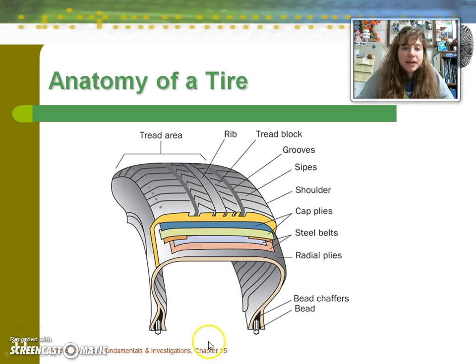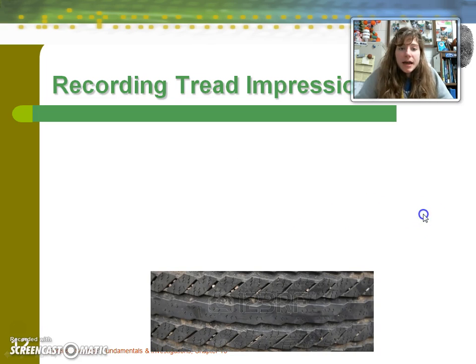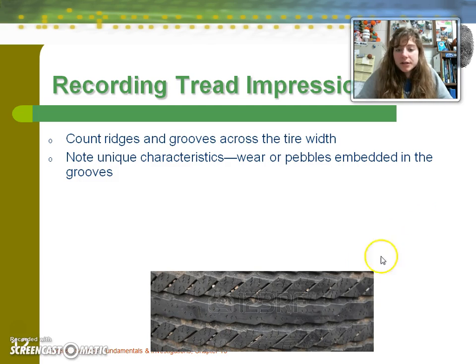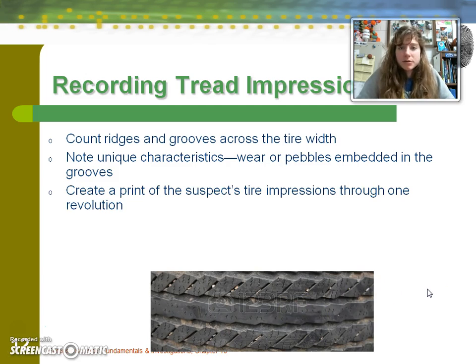But the tread area is the surface area on the widest part of the tire. The rib runs through the center of the tire. And then there are grooves that are the parts that are impressed here. And so the tire impression can be a count of the ridges and grooves that go across the tire width. And then again, unique characteristics. Individual types of evidence here would be like pebbles embedded in the grooves or minor cuts and scrapes in particular places. Kind of similar to the bottom of the shoe.